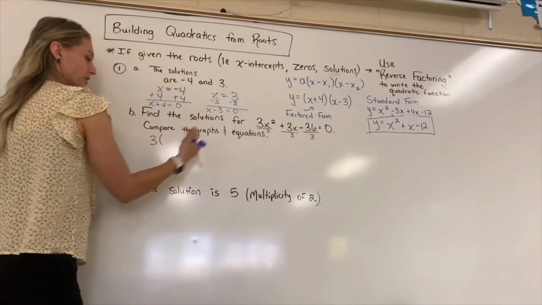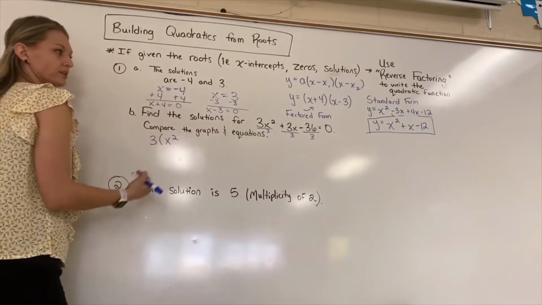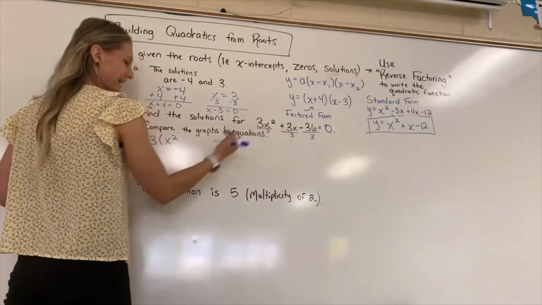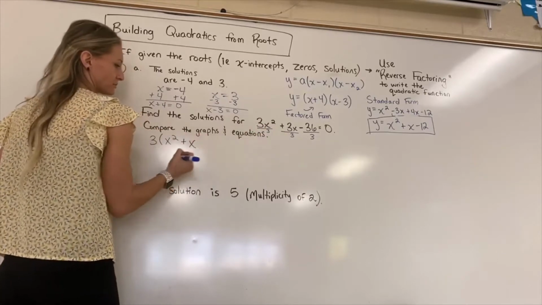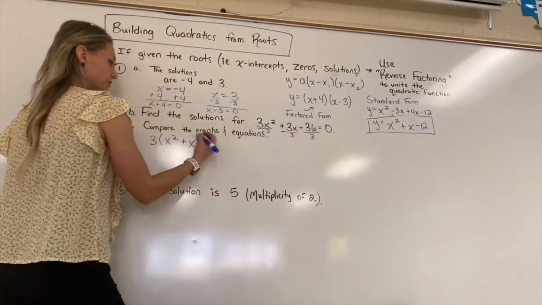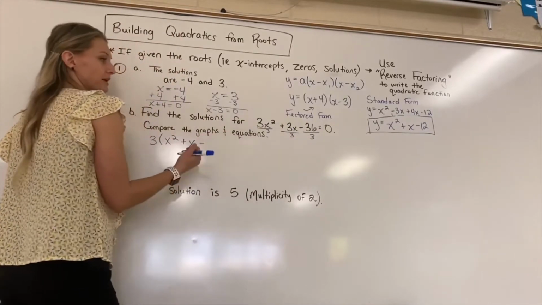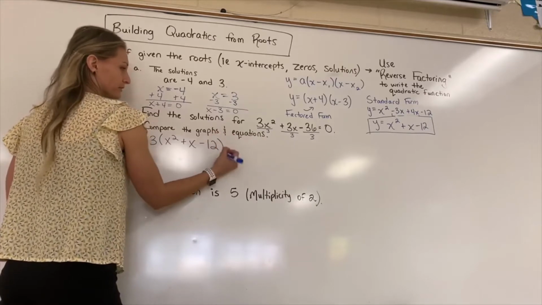So 3x squared over 3 is just x squared, because your 3 over 3 is 1. This one, kind of the same thing. 3 over 3 is 1, and so that x just comes down. Then divide -36 by 3. So -36 divided by 3, that would be -12, okay?